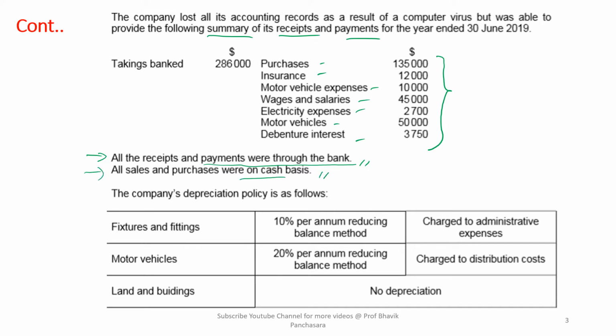on cash basis. Another information is about the depreciation policy of the company that shows that depreciation on fixtures fittings is 10% per annum and depreciation on motor vehicles is 20% per annum using reducing balance method. There is no depreciation for land and building.